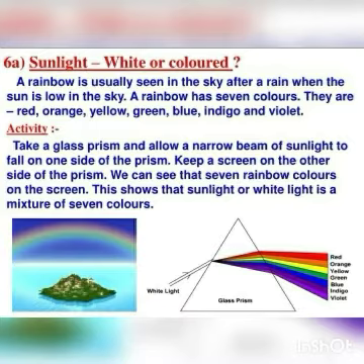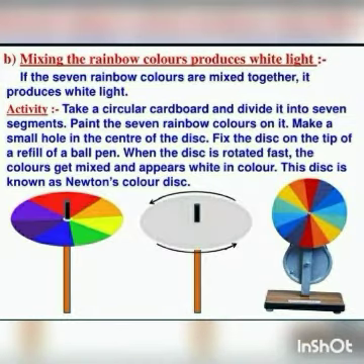Next we see about what is meant by spectrum. A band of colors that is obtained is called a spectrum. A rainbow is usually seen in the sky after a rain when the sun is low in the sky. A rainbow has 7 colors. They are red, orange, yellow, green, blue, indigo and violet. We simply call that VIBGYOR. So white light is actually made of 7 colors, and that we call a spectrum.